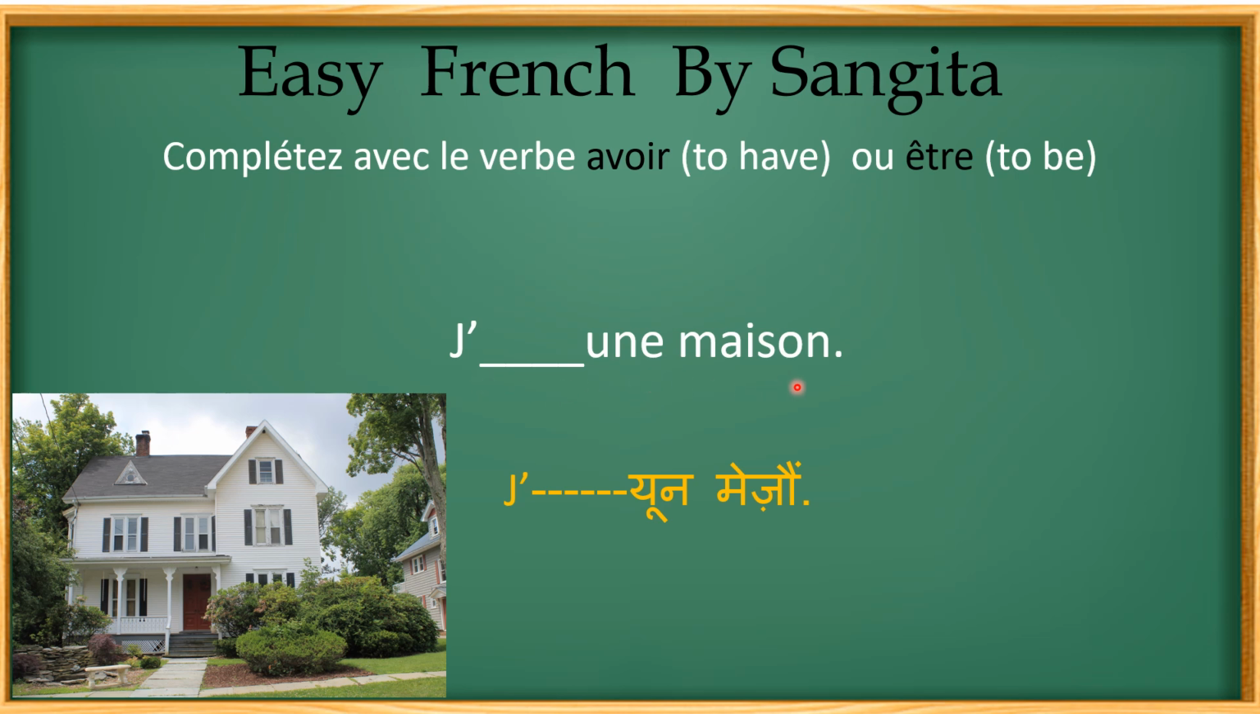Next, now this one is easy. Je dash une maison. Je means I and une maison means a house. So I have a house or I am a house? Definitely I have a house. So conjugation of avoir in the je form. The conjugation will always be according to the pronoun or noun. So over here, j'ai, because of the two vowels. J'ai une maison. I have a house.